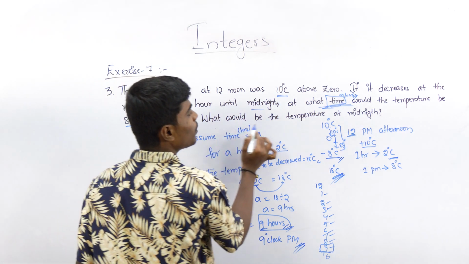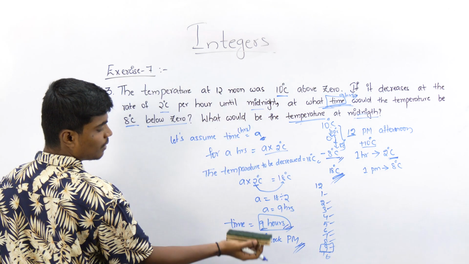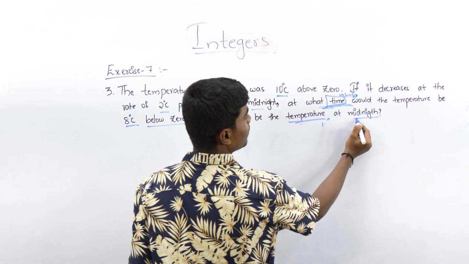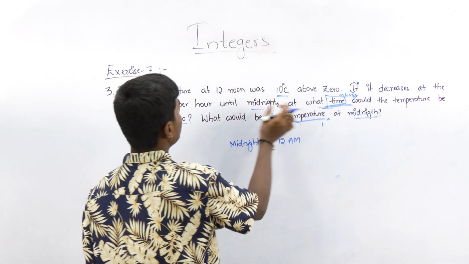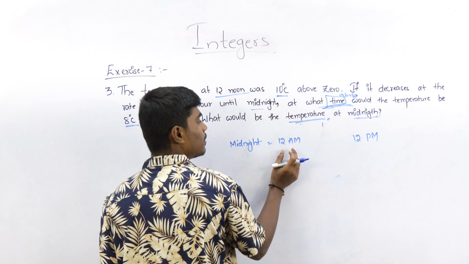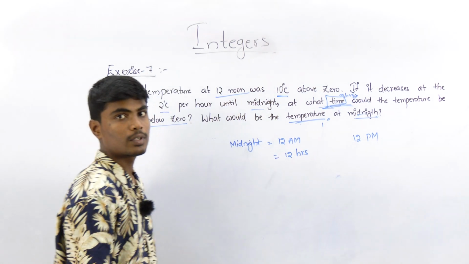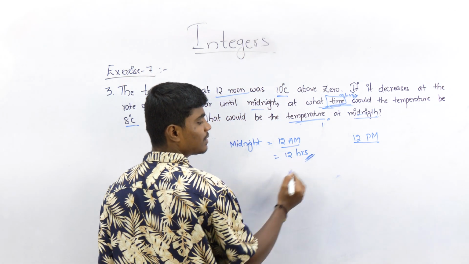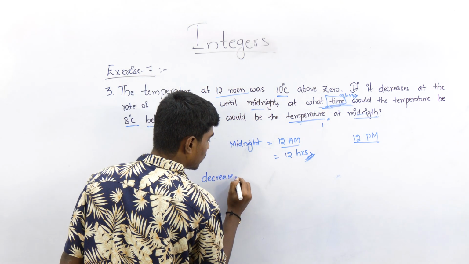Now, what would be the temperature at midnight? He is asking the temperature at midnight. Midnight means 12 AM. The temperature starts at 12 PM, afternoon. How many hours are there between 12 PM and 12 AM? It is 12 hours. How much will the temperature decrease in 12 hours? Decrease in temperature.